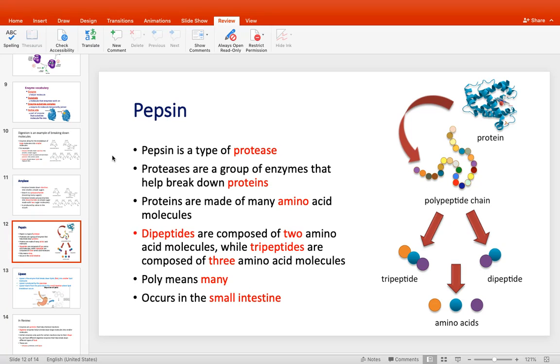There are many types of proteases. These are enzymes that break down proteins. Pepsin is a type of protease. Just like starches are composed of many sugars, proteins are made up of molecules called amino acids. Two amino acids strung together are called a dipeptide, and a string of three amino acids are called tripeptides. When we have many amino acids strung along together, we call it a polypeptide. And we can see that poly means many, and peptide would be like an amino acid. And our protein digestion occurs in the small intestine.